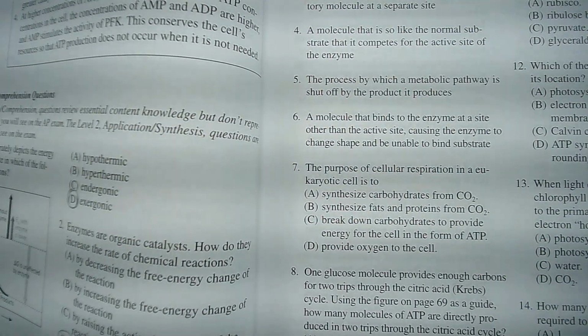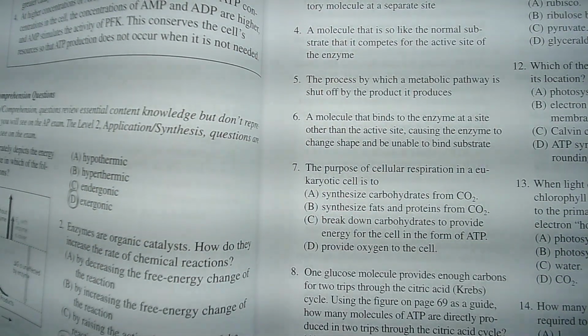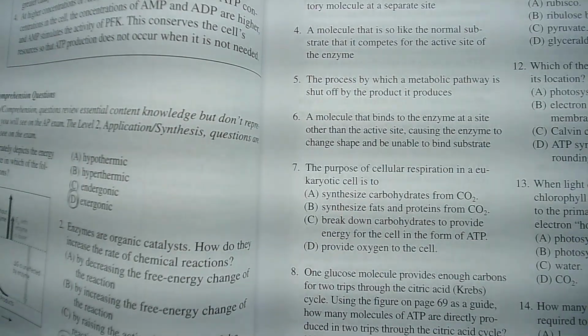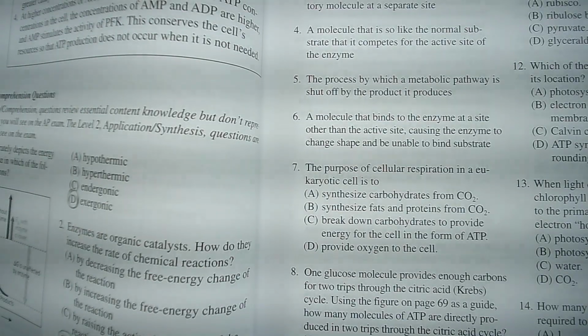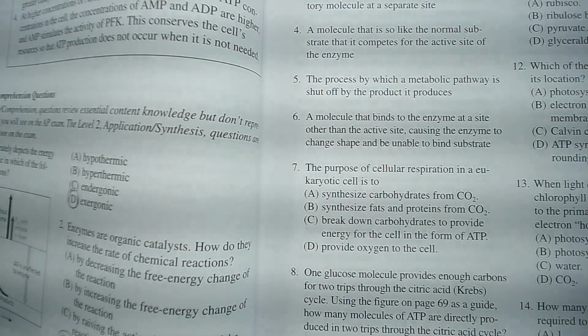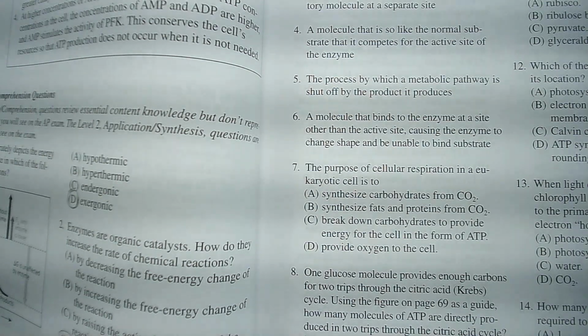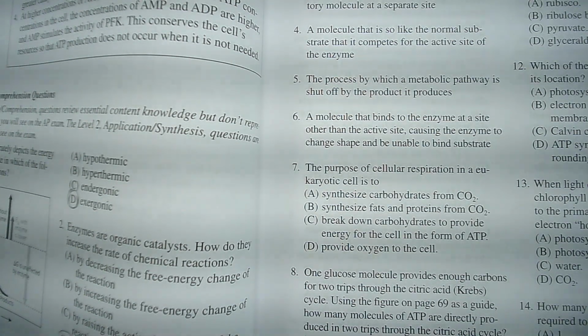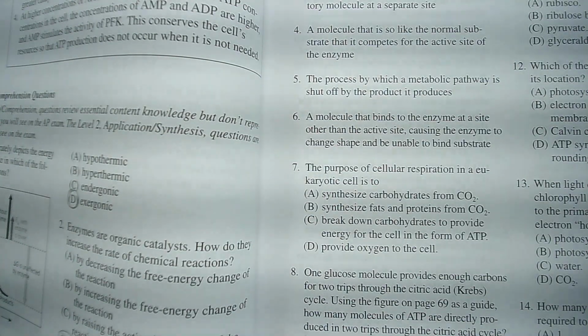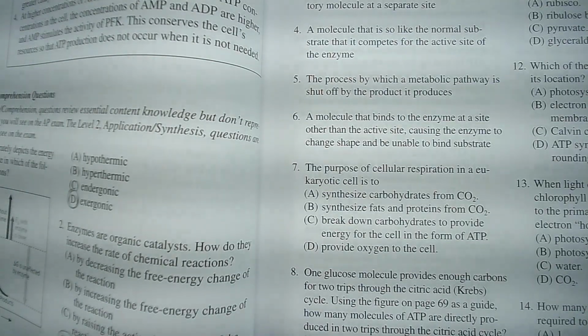The purpose of cellular respiration in eukaryotes is to produce energy for cellular work in the form of ATP. Respiration is an aerobic process, meaning it requires oxygen. Notice A and B are wrong because respiration involves the breakdown, not the synthesis, of carbohydrates, fats, and proteins. And D is wrong because oxygen is required, not produced. So therefore, the answer choice for 7 is C.